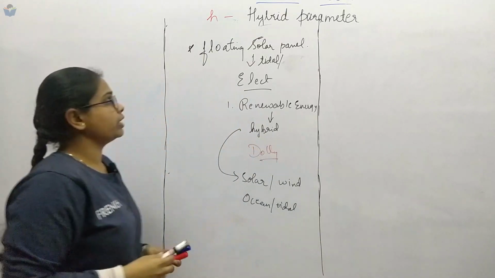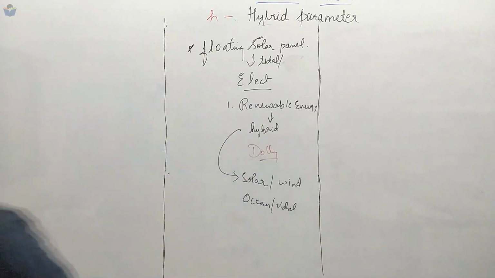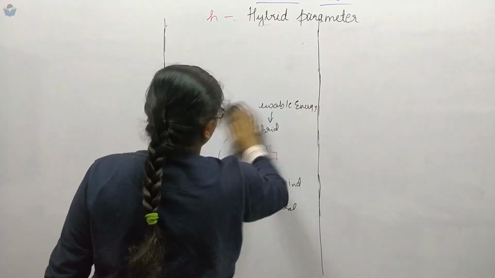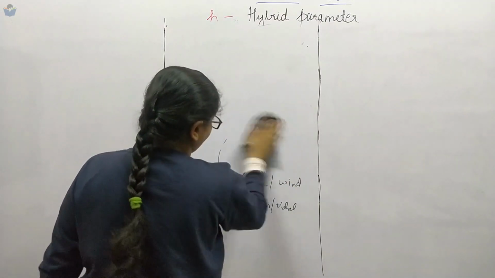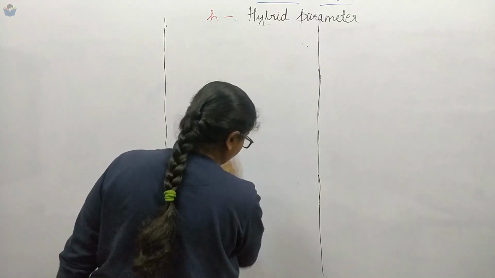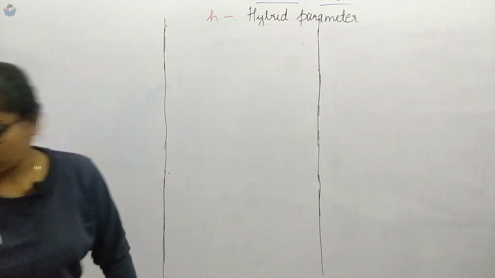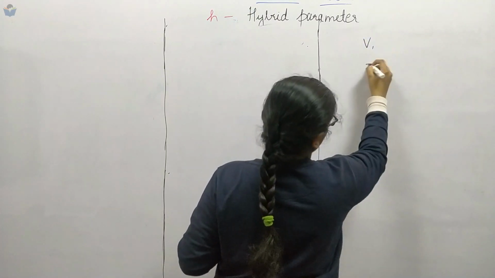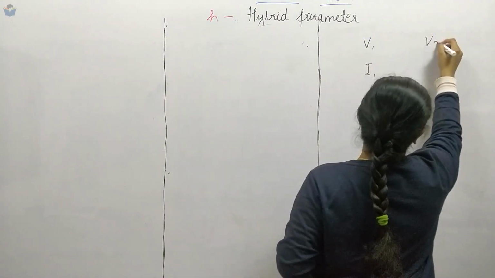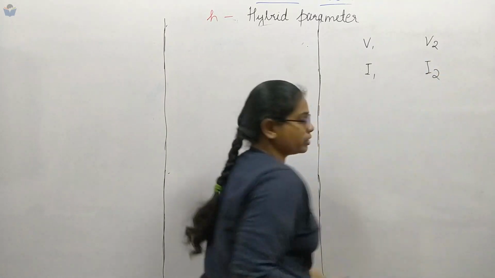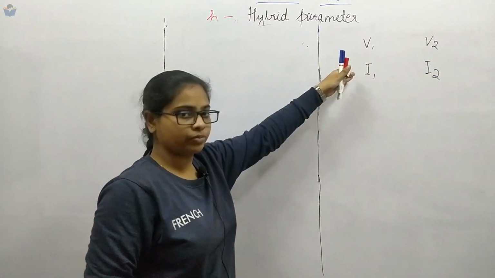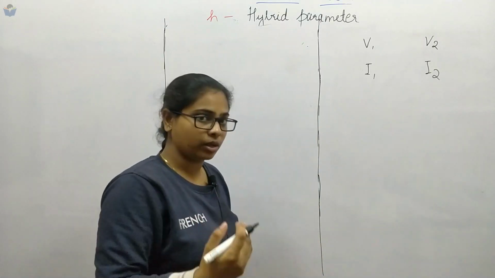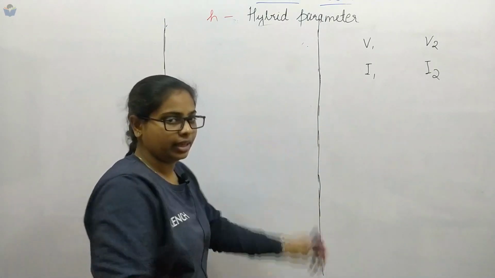Now coming to our hybrid parameter, that we will call H parameter. Now we have got V1, I1, V2 and I2 as our variables. Here is V1, here is I1, this is V2 and I2. For Z parameter we had V1, V2 on the left, for admittance I1, I2, and for ABCD we had V1 and I1 on our left hand side.